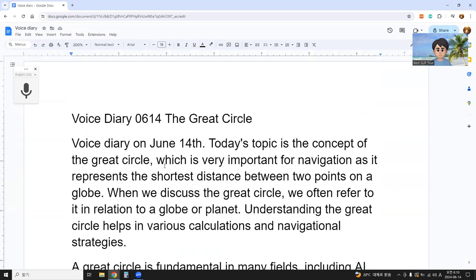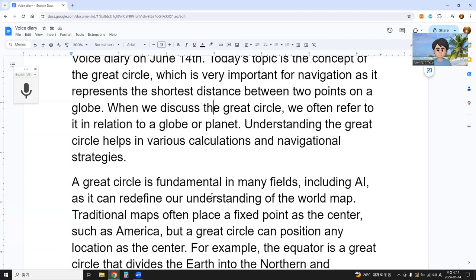Was started on June 14. Today's topic is the concept of the great circle, which is very important for navigation as it represents the shortest distance between two points on a globe. When we discuss the great circle, we often refer to it in relation to a globe or planet. Understanding the great circle helps in various calculations and navigational services.